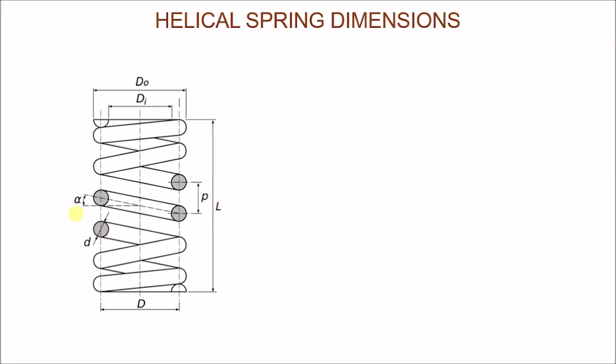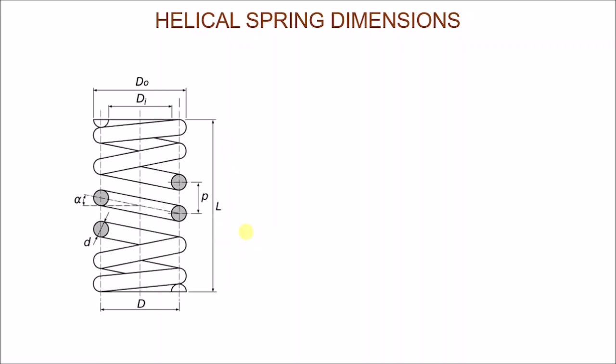and alpha here is the helix angle. We will not use it very much in this module, but it's just important for you to see how it is measured. And finally, the length L that you see here, as you guessed it, is the length of the spring.